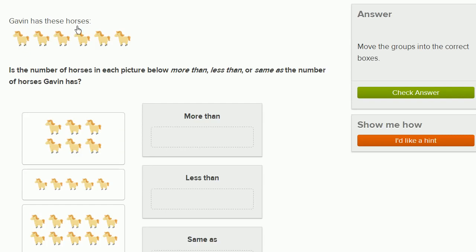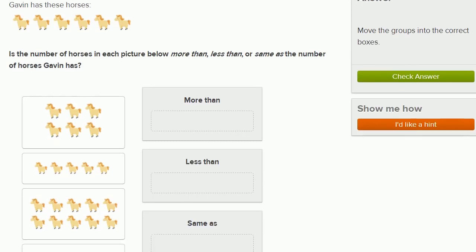Gavin has these horses. Is the number of horses in each picture below more than, less than, or the same as the number of horses Gavin has? So let's first look at how many horses Gavin has. He has 1, 2, 3, 4, 5, 6 horses. Okay, so let's remember that. And let's compare each of these amounts of horses to the 6 horses that Gavin has.